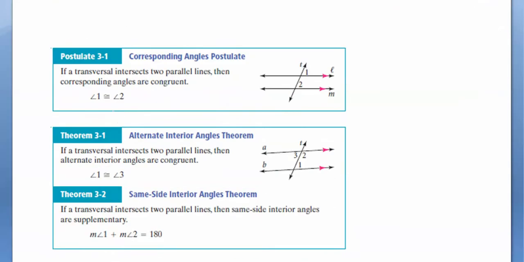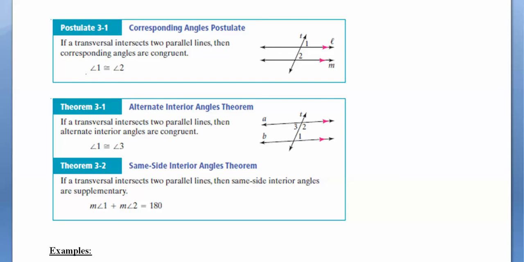Okay, so on your notes, let's go back to the notes. We get these. These are pretty much the theorems I was just showing you. The first one's a postulate. The corresponding angles postulate. It says if a transversal intersects two parallel lines, so these marks right here mean parallel, then corresponding angles are congruent. So angle 1 and angle 2 are corresponding angles. They would be congruent to each other.